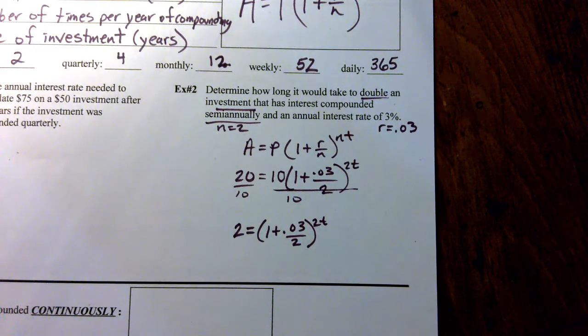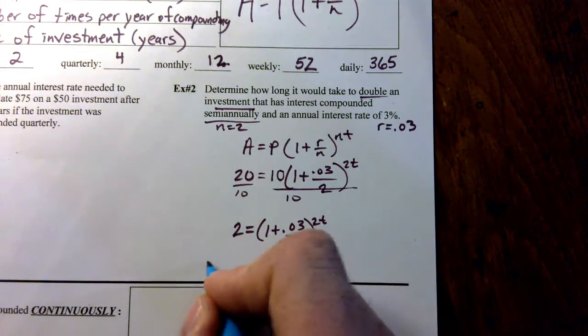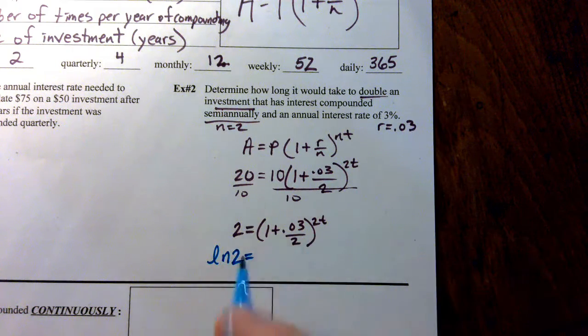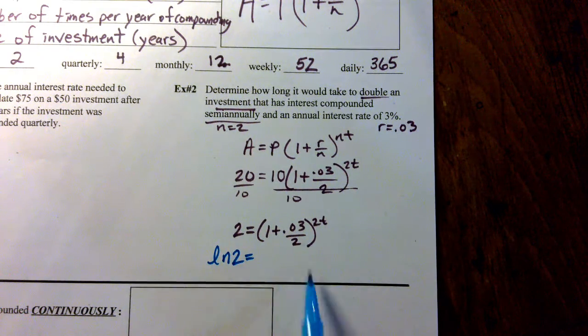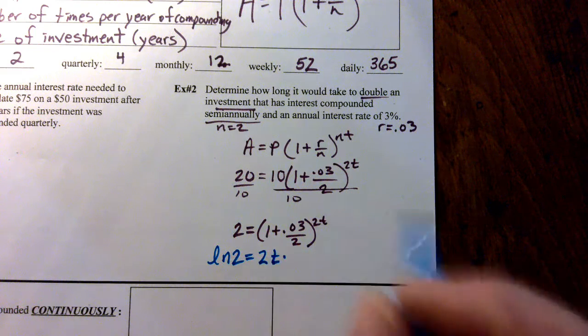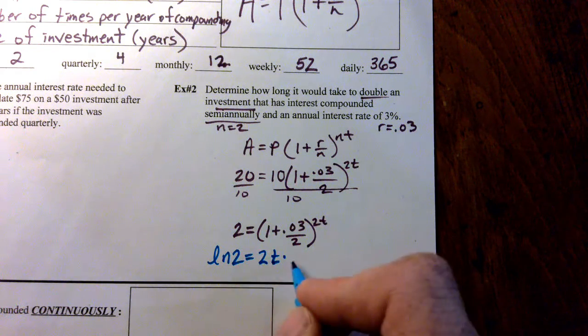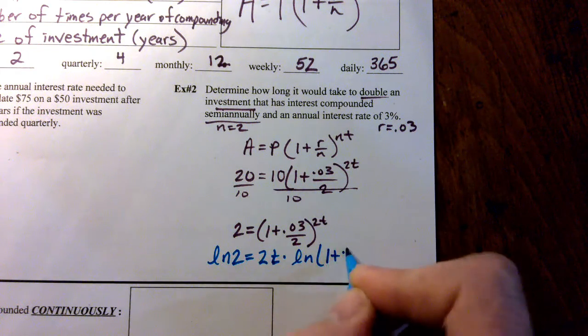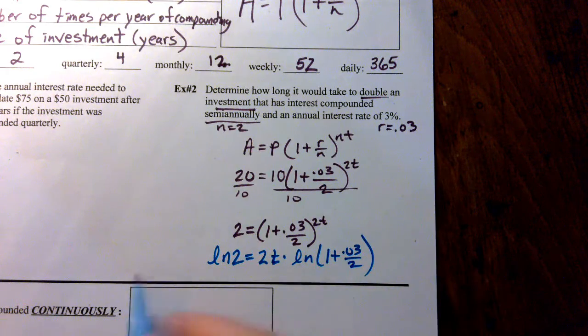So what we do is we take the log of both sides. You can pick any base, but we take the log of both sides. So this will be the natural log of 2 equals the natural log of this whole thing. But remember, we have that property where we can bring the exponent out front. So it turns into this.